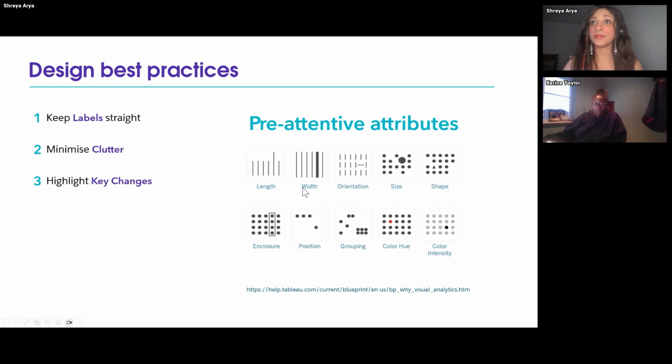You can play around with width, orientation, size, shape, grouping certain points together, where you're placing them, color hue and color intensity. So I saw lots of submissions using color as their pre-attentive attribute, which is really, really great to see. But if you're new to pre-attentive attributes or you want to learn more about them, Tableau actually have a really great help guide, which I will post in the chat. But it's a great chance to read about pre-attentive attributes and hopefully incorporate it more and more in your work.